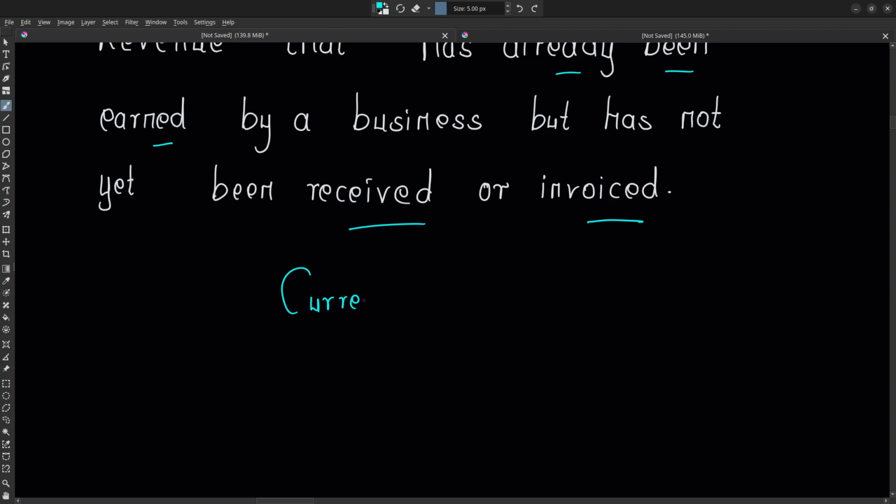Why? Because we are expecting to receive some economic benefit in future. This is a current asset. Why? Because we are expecting to receive an economic benefit in future. Because you have already provided the services or given out the goods, we are going to get a payment, which is basically an asset in future. So we classify this as a current asset.